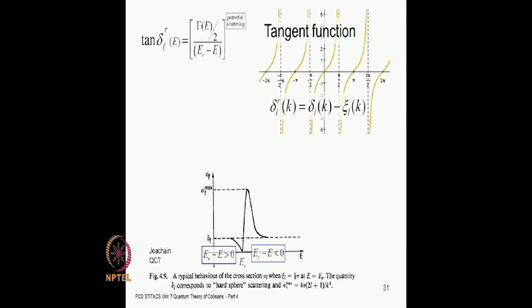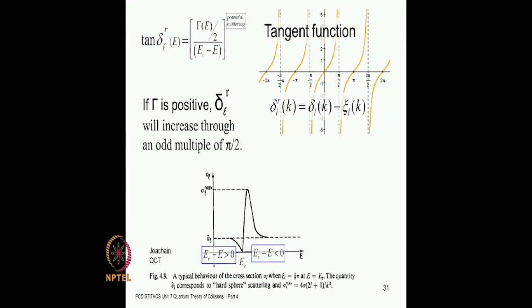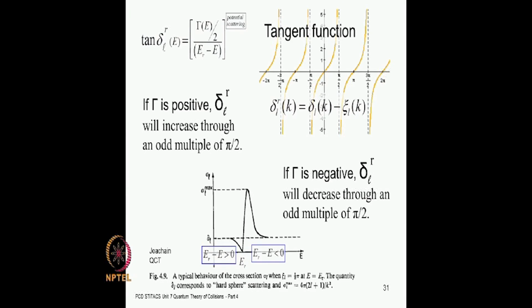And then if you look at the properties of the tangent function, if gamma is positive, then the resonance phase shift increases through an odd multiple of pi by 2, but if it is negative, it actually decreases through an odd multiple of pi by 2. So, that is an upshot of this particular analysis. So, this is for a typical resonance coming from some other potential.